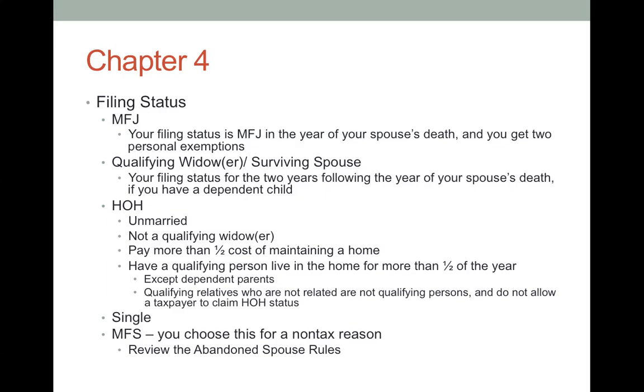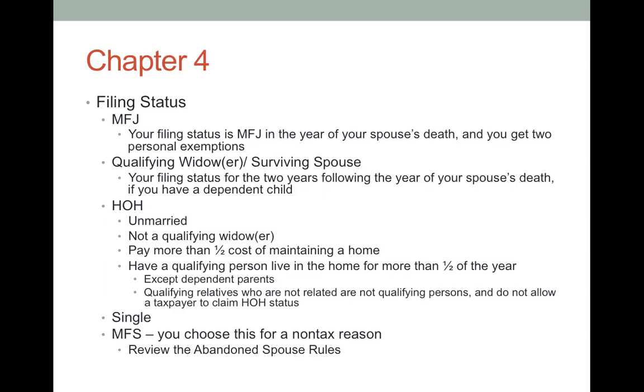The next filing status is head of household. I think this is the trickiest of all of the filing statuses. So head of household, things to think about. This is your filing status if you're not married, you're not a surviving spouse or qualifying widow. These are qualifications to file as head of household. Unmarried, you're not a surviving spouse. You have to pay for more than half the cost of maintaining a home. So you, the taxpayer, have to provide a home, and you have to cover half of the cost of that home. And then the second requirement is you have to have a qualifying person living with you in that home for more than half of the tax year.